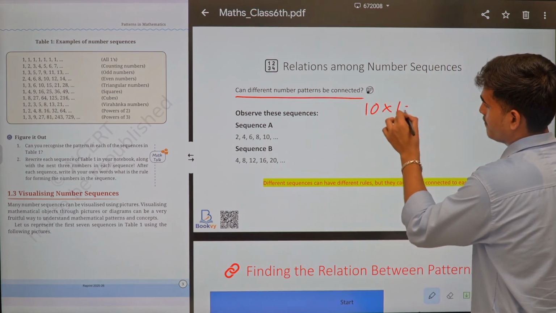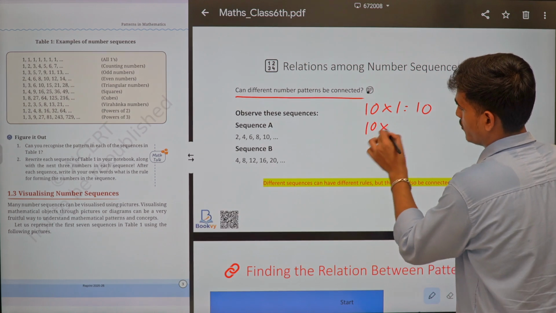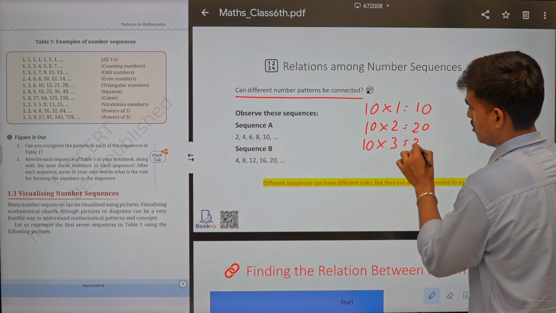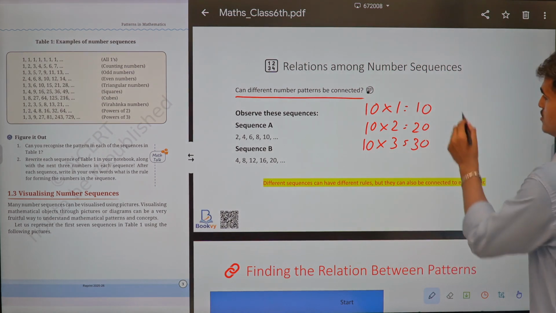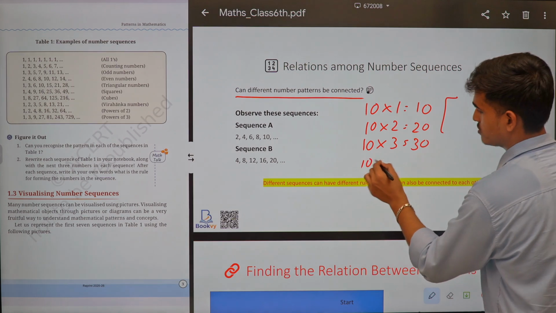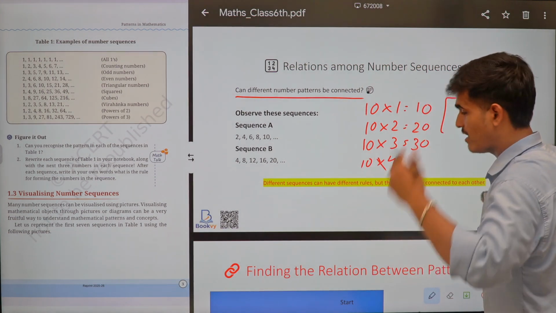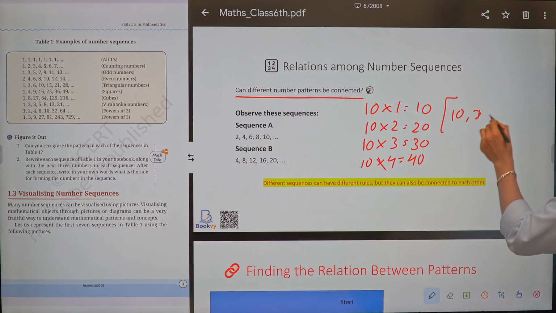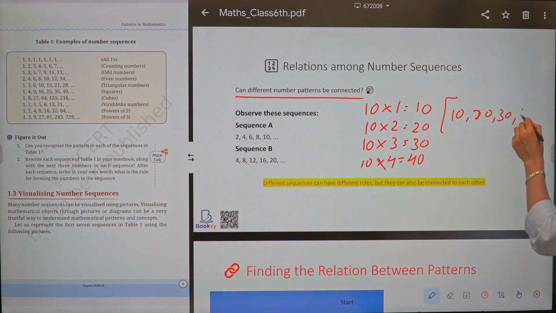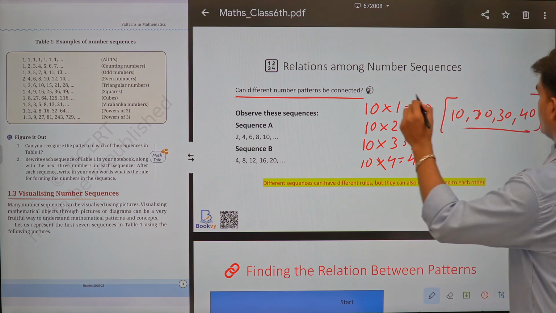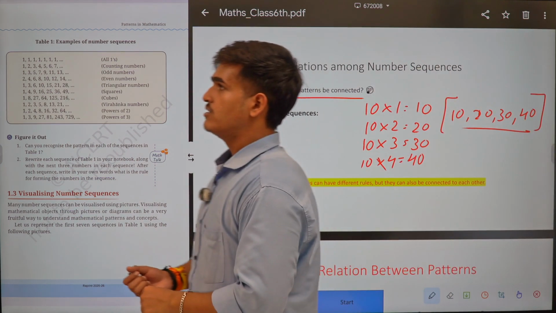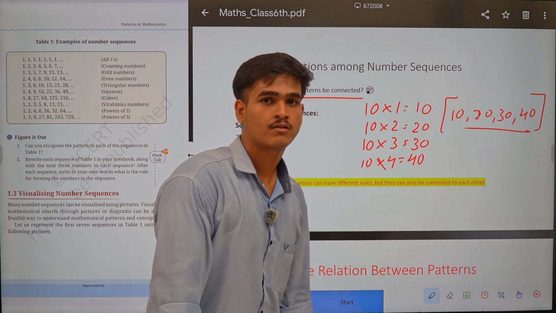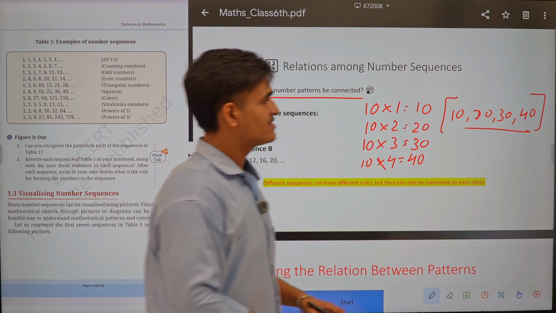10 1s are 10, 10 2s are 20, 10 3s are 30. 10 4s are 40. As you know, 4 is my lucky number. So we have got a pattern 10, 20, 30, 40. So can you see a pattern in these numbers?